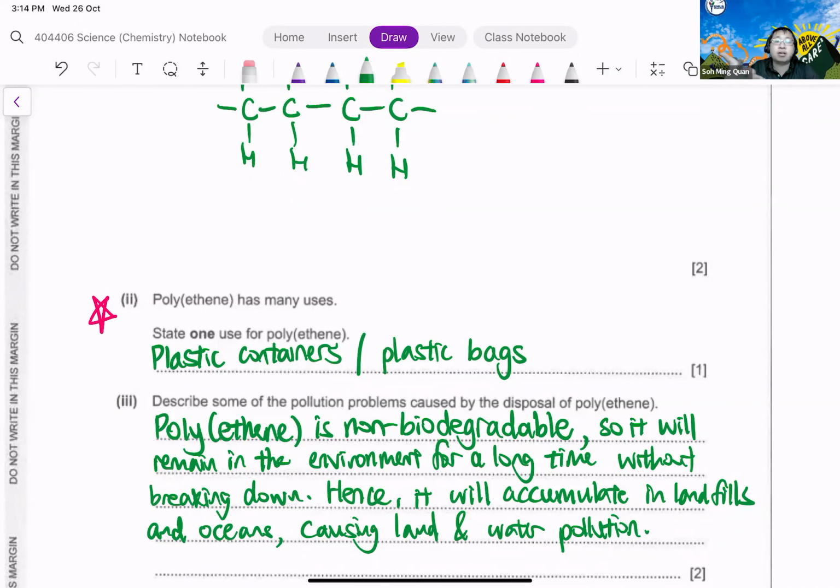Broad idea means you must have the concept that the plastic is non-biodegradable. You must have this concept that because it is non-biodegradable, it will remain on land and in the ocean for a very long time. Okay, so the idea must be there. Even if your answer is slightly different, that's fine, so long as you have provided these ideas and concepts. Now, let's go to question 11.